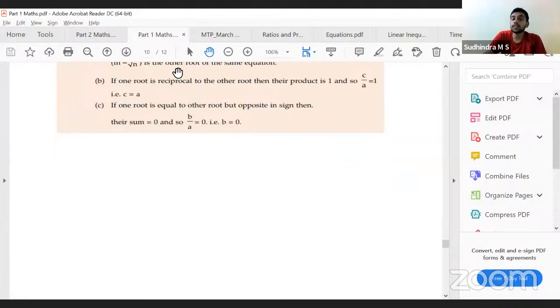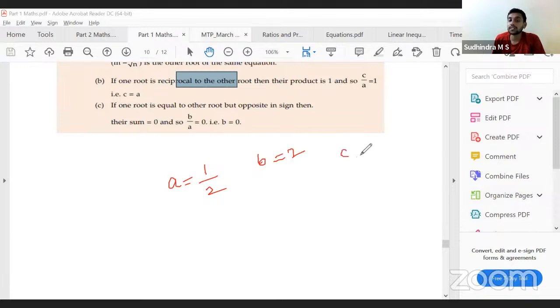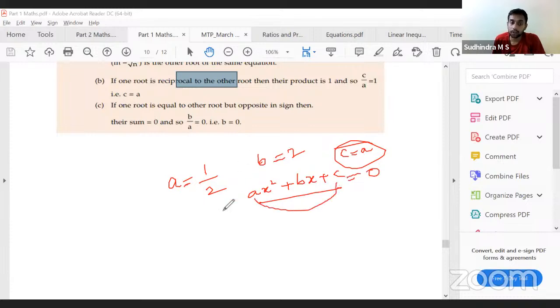If one root is reciprocal to the other root, so if a is one of the roots, 1 by 2, and the other is 2, one root is reciprocal to the other root, then we say in that equation c is equal to a. So in any quadratic equation, ax square plus bx plus c is equal to 0, a is equal to c if one root is reciprocal to the other.